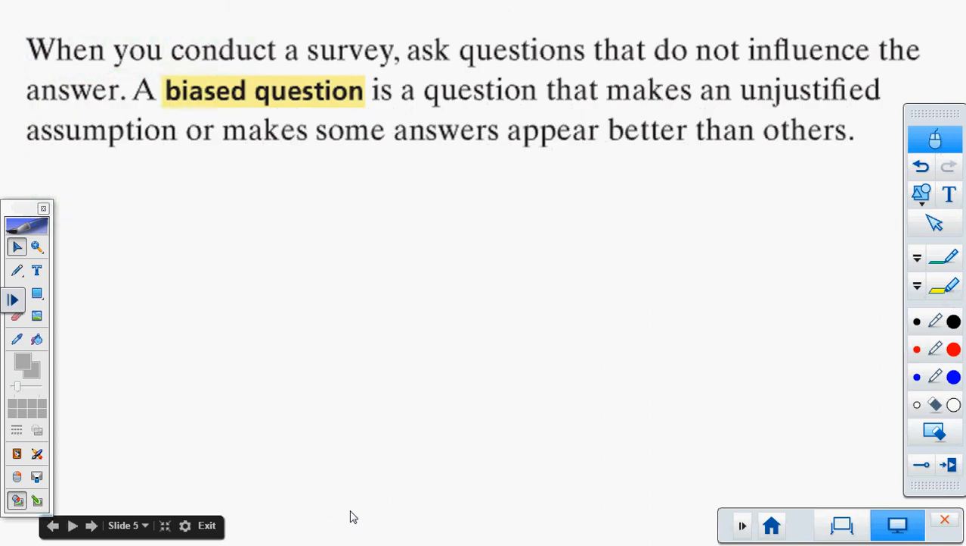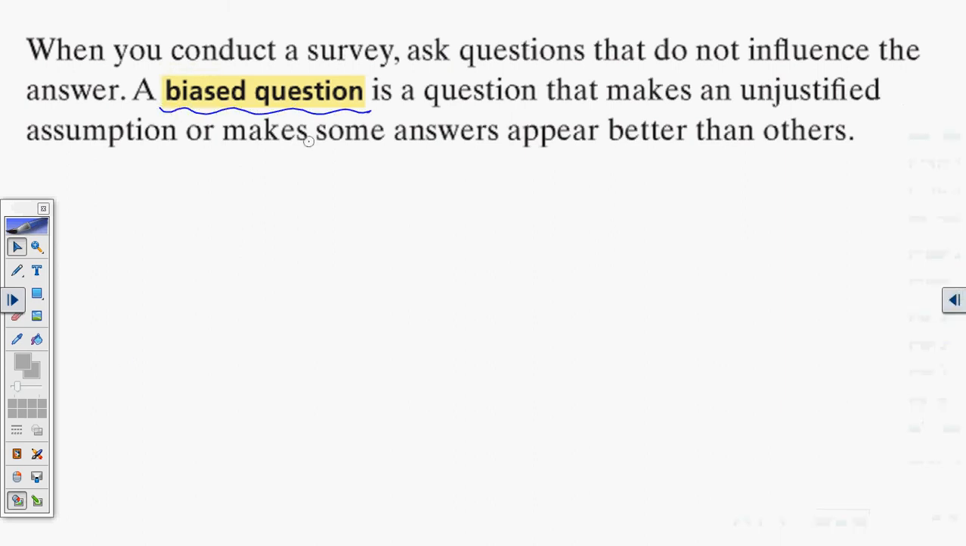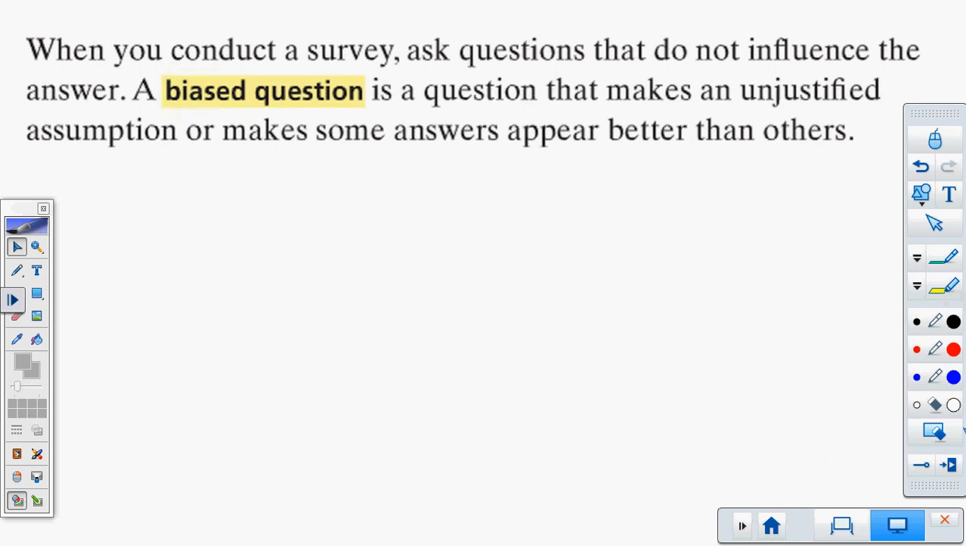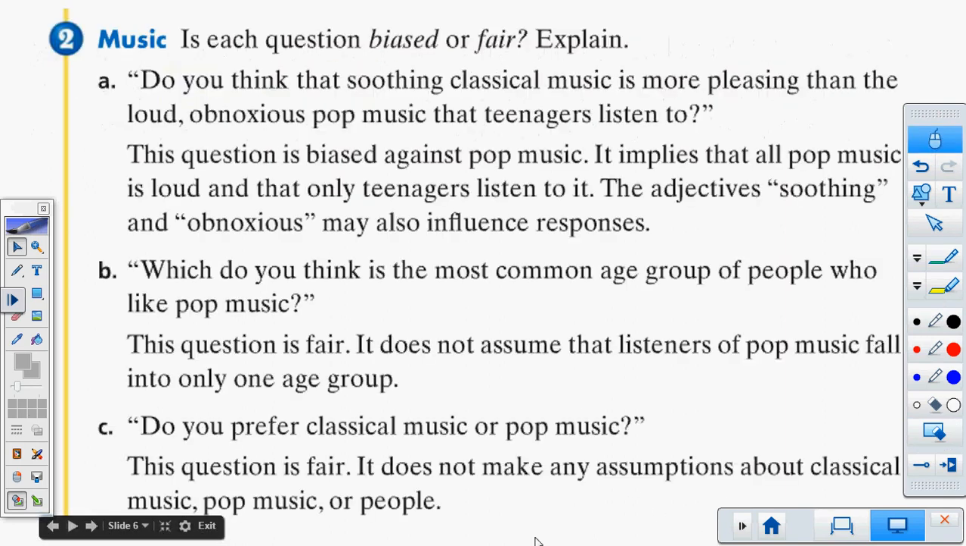Okay, here's another vocab term that you need to copy down. When you conduct a survey, ask questions that do not influence the answer. A biased question is a question that makes an unjustified assumption or makes some answers appear better than others. So, a biased question is not a good question.